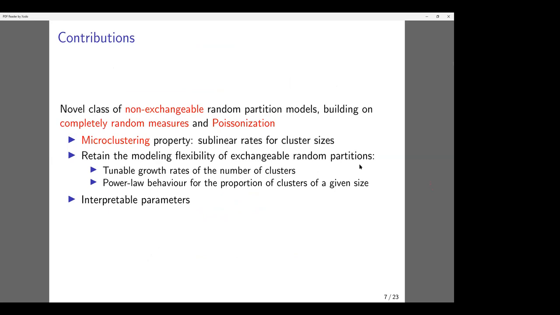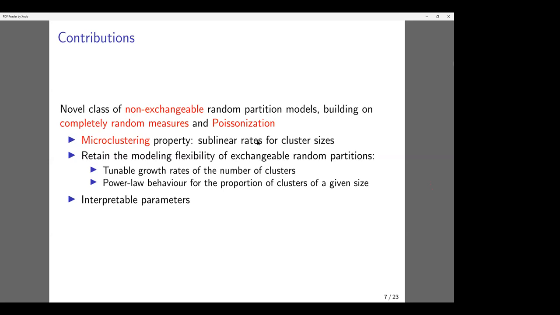So what we propose here is a class of non-exchangeable random partition models. There has obviously been quite a lot of work in the Bayesian nonparametrics community on building models that relax the exchangeability assumption, for example models based on dependent Dirichlet processes or models based on normalized random measures. Here the focus will be slightly different. The important property I want to capture is what has been called by Miller and co-authors the micro-clustering property of the partition, which means that you obtain a sublinear rate for the cluster sizes.